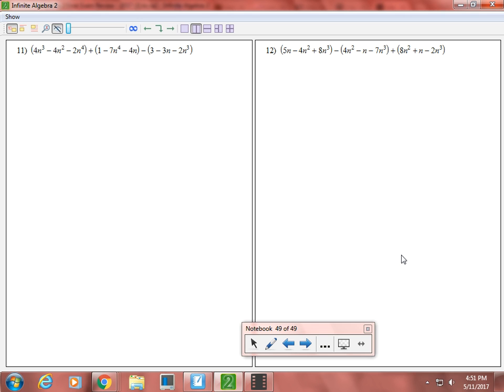Okay, so what I like to do is stack these on top of each other. So I know that n to the fourth is my biggest one here. So I have negative 2n to the fourth, 4n cubed, minus 4n squared. Okay, then I go to the next one.